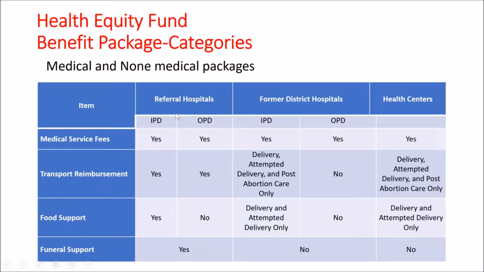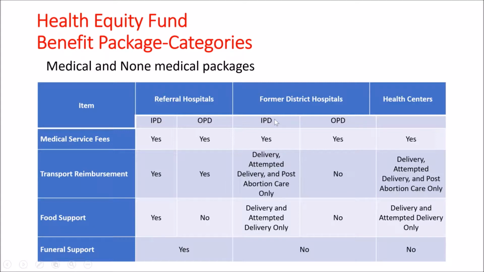So for the hospital, when patients access service, if they are poor and have the ID poor card, they will get the support. No need to pay, and the government will pay on behalf of the poor for the medical service and transportation. For the outpatient, we don't support food because they do not stay in the hospital.